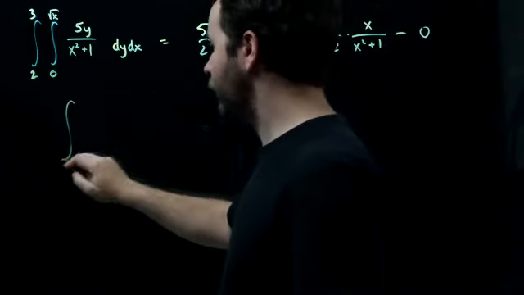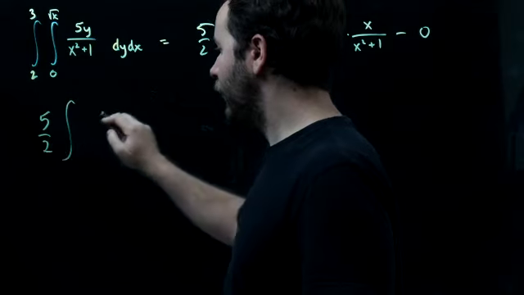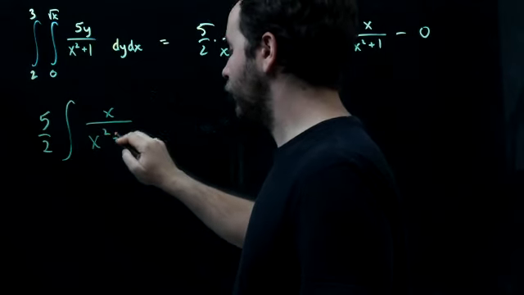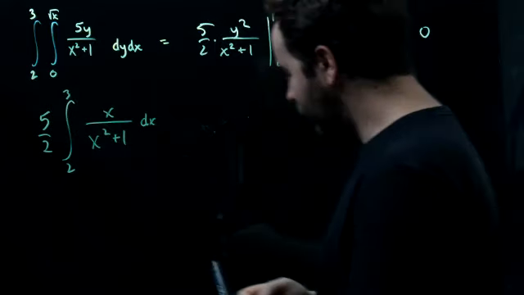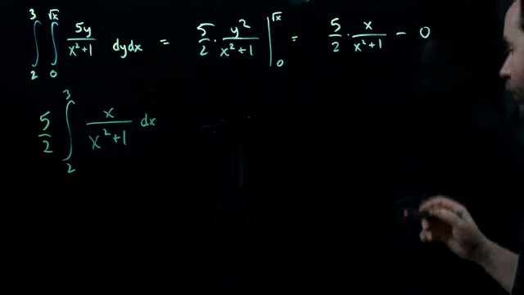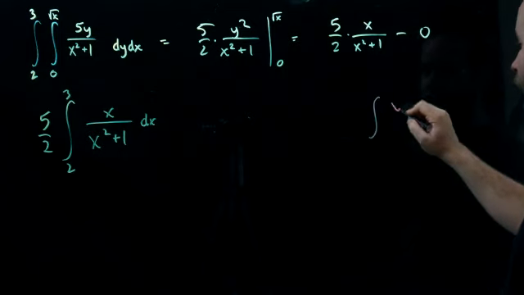So now I'm looking at 5 halves times x over x squared plus 1. I'm going to integrate. We'll put the 5 halves out in front. Integral of x over x squared plus 1 dx, evaluated from 2 to 3. A couple of integrals I'm going to give you just to have on the top of your heads because you need to know them. You probably forgot about these from a long time ago, but here they are. You must memorize these.